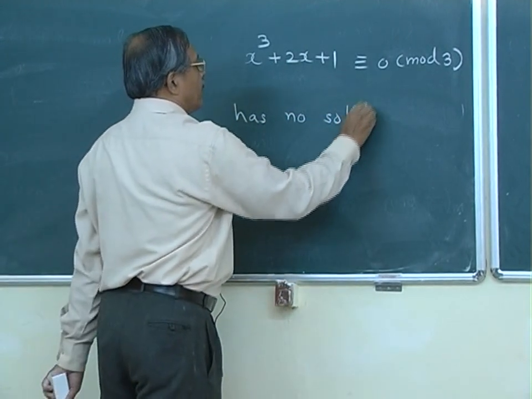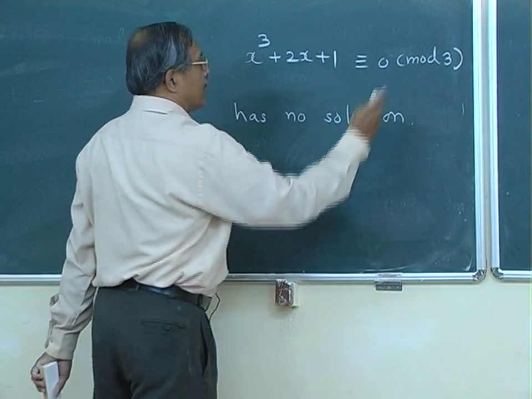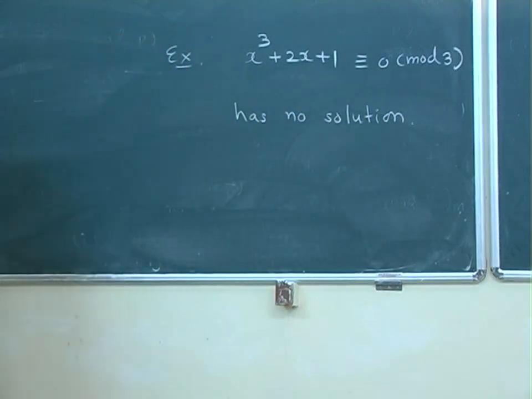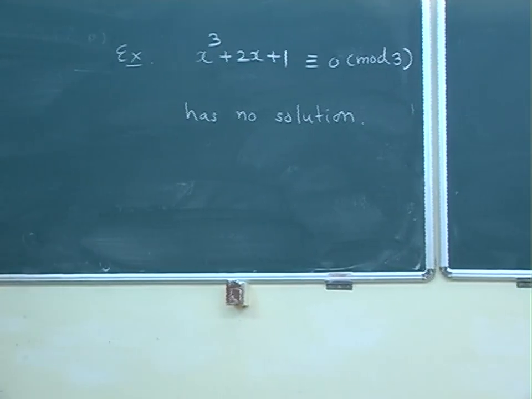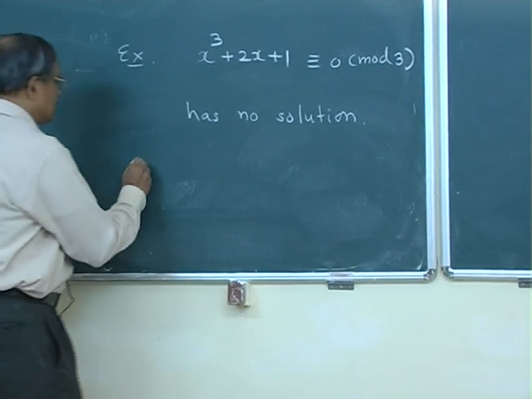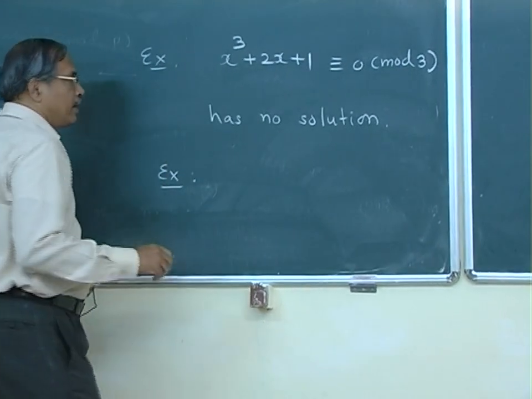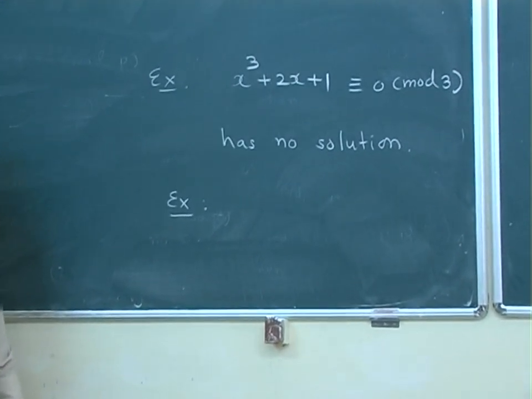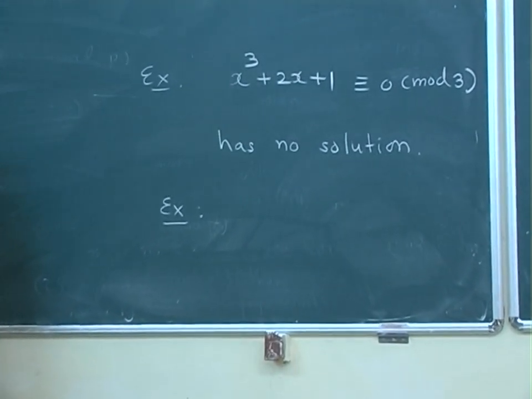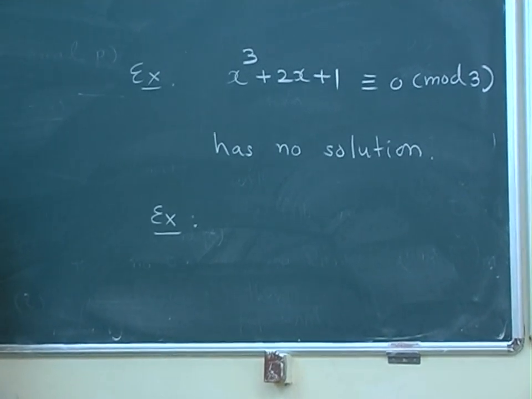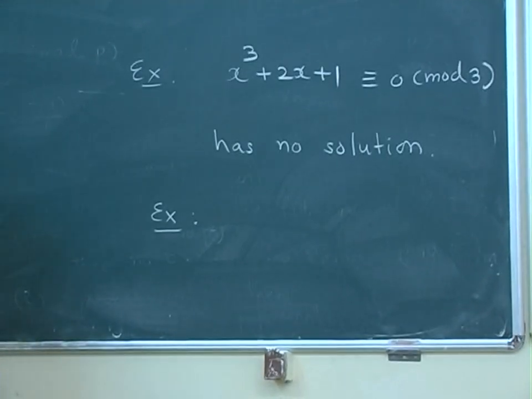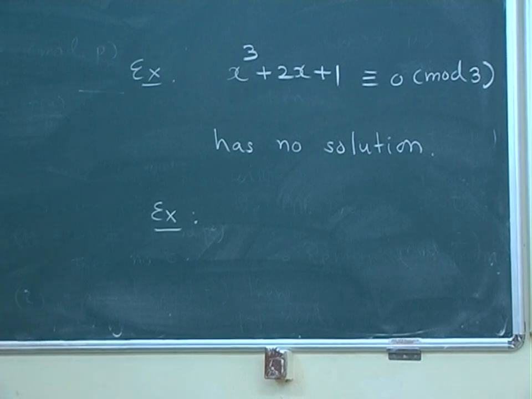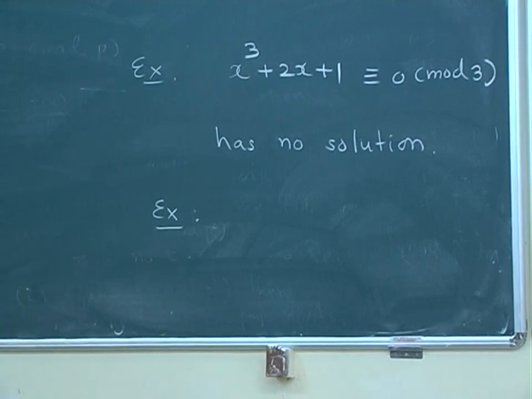There are three possibilities. On the contrary, you can immediately think of congruences mod p such that each of these numbers 0 to p minus 1 has a solution. Okay, do you have any question? Yeah, it has no solution.